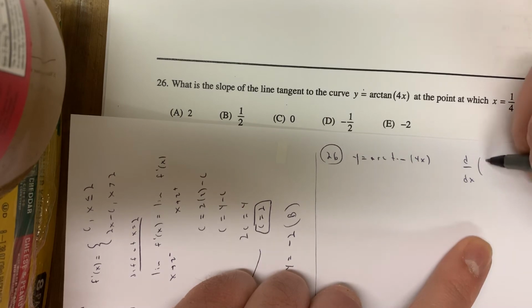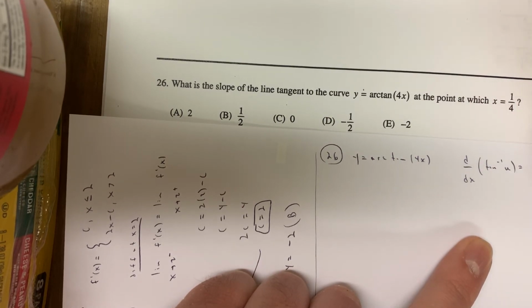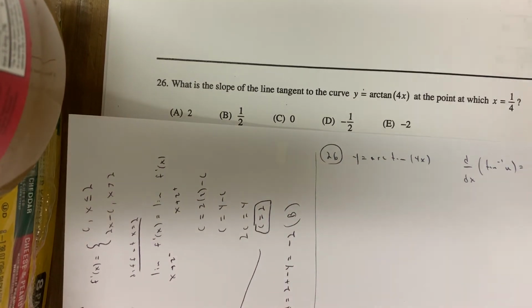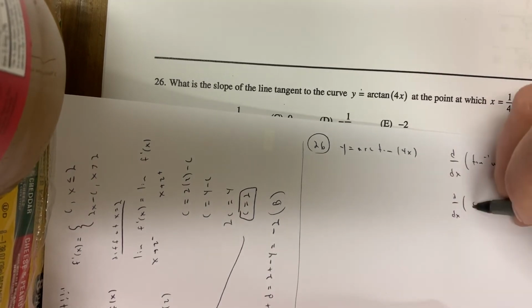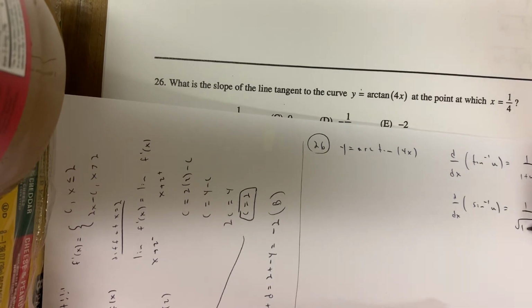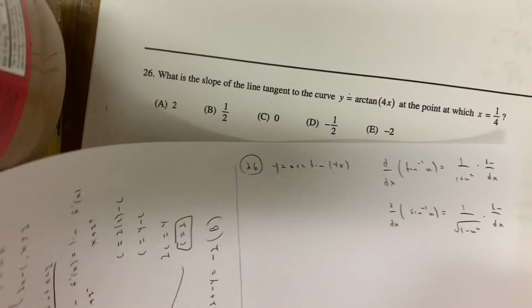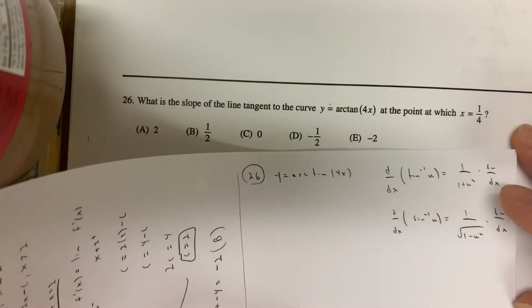Don't forget, the derivative with respect to x of tan inverse u is going to be 1 over 1 plus u squared times du over dx. We talked about that before school was suspended. Also, the derivative with respect to x of sine inverse u is 1 over the square root of 1 minus u squared times du over dx. You really just need them memorized.